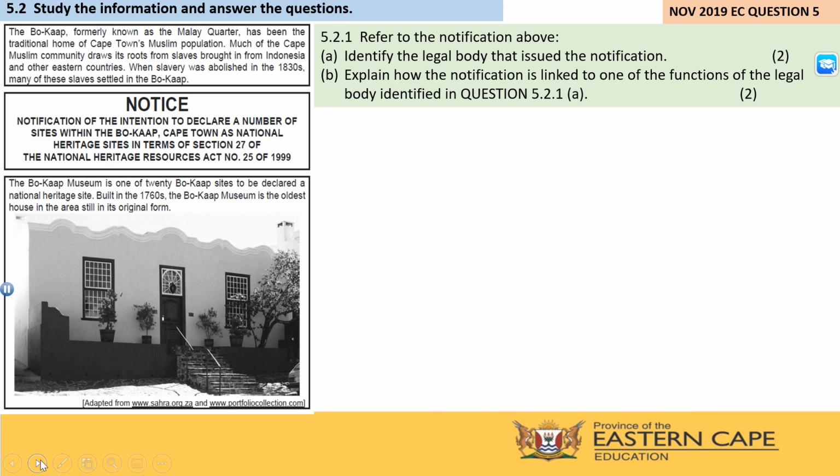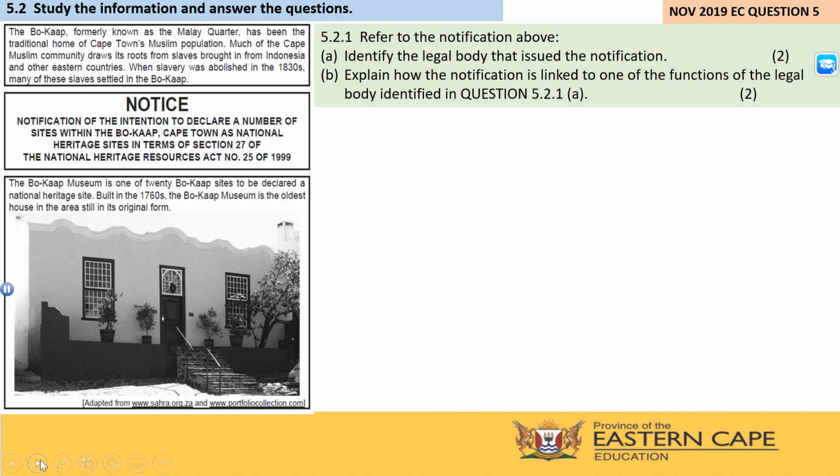Let's take a look at the questions that come up here. The first one refers to the notification above. A, identify the legal body that issued the notification, and B, explain how the notification is linked to one of the functions of the legal body identified in question 5.2.1a. So we're going to start with A here, and I certainly hope that you know the answer to that question. Identify the legal body that issued the notification, and that would be the South African Heritage Resources Agency, known as SAHRA. They would have issued that notification.